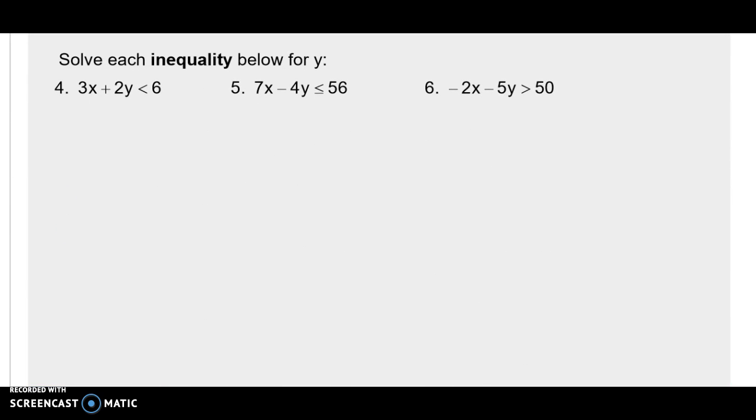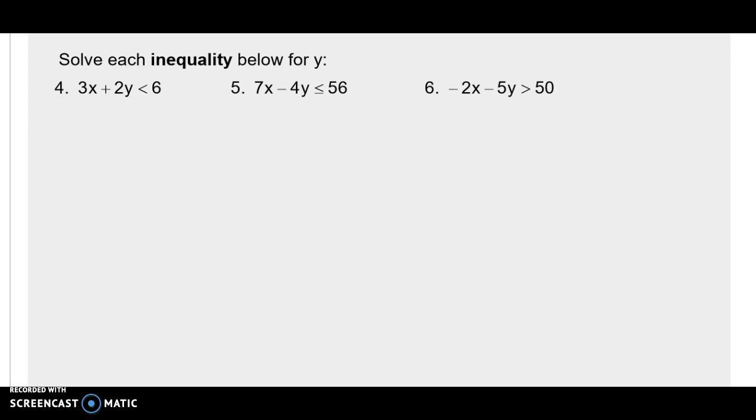Here we go. So for these, we've got 3x plus 2y is less than 6 for number 4. For number 5, we've got 7x minus 4y is less than or equal to 56. And for number 6, we've got negative 2x minus 5y is greater than 50. Let's tackle number 4 first, and then we'll do number 5, because there's something kind of unique about that one.